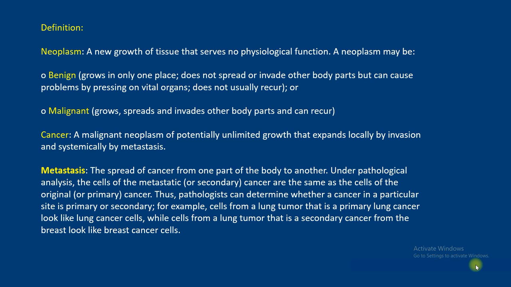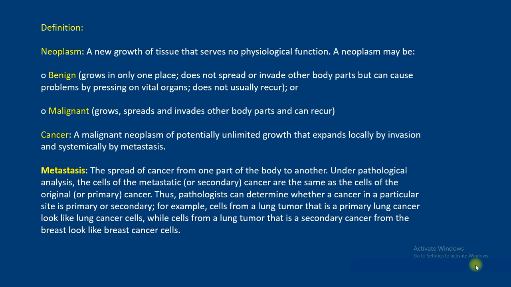So definition first. Neoplasm. What is neoplasm? Basically here neo means new. Plasm means tumor. So new tumor or growth. A new growth of tissue that serves no physiological function. Okay. So basically neoplasm is a new growth of tissue. So this tissue has no use or does not perform any physiological function.